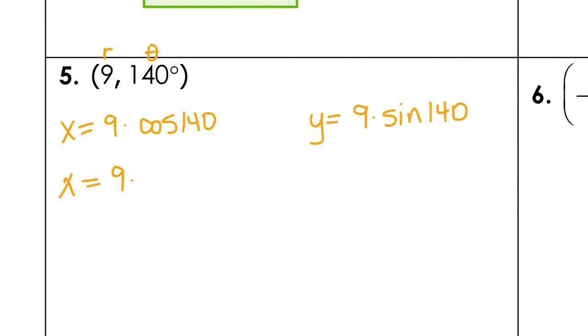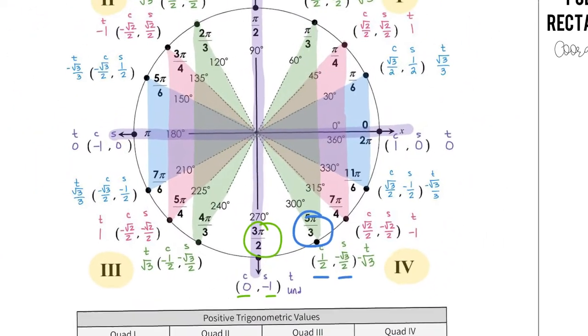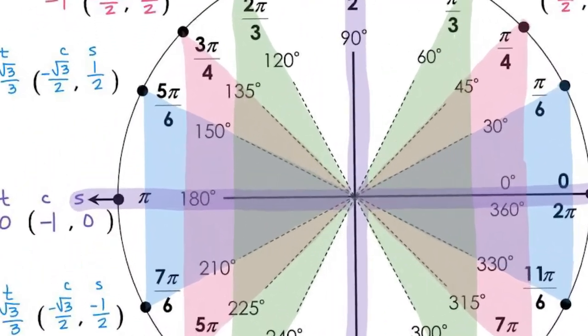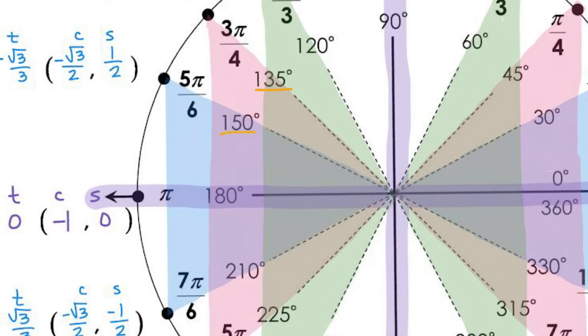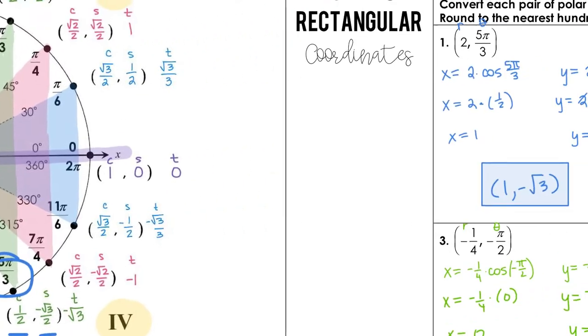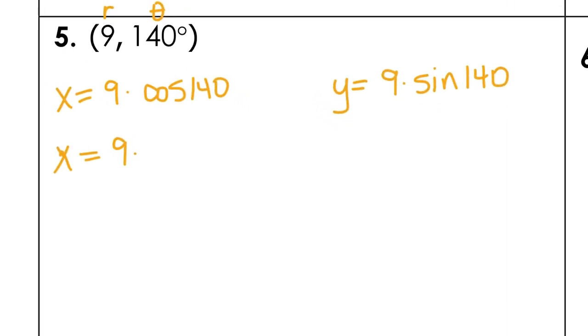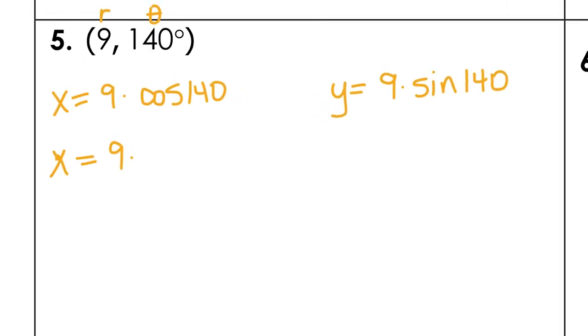So 9 times, well, I don't know what the cosine of 140 is, so let's look at our unit circle. We run into a problem because here's 135 and then here's 150. 140 would have been somewhere in the middle. So it's not one of those special angles that's on here, so I cannot get a number from here. So in this case, you're kind of forced to use your calculator. And that's why they told us we can use decimals here. I don't have Desmos pulled up, but I do have it here on the side, so I'm going to type this in.